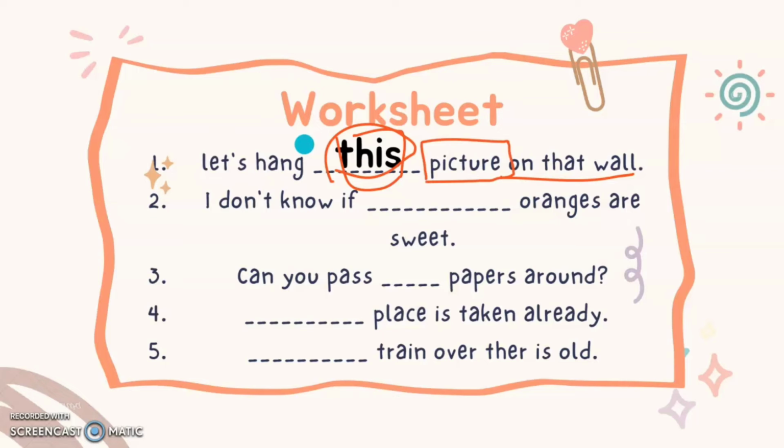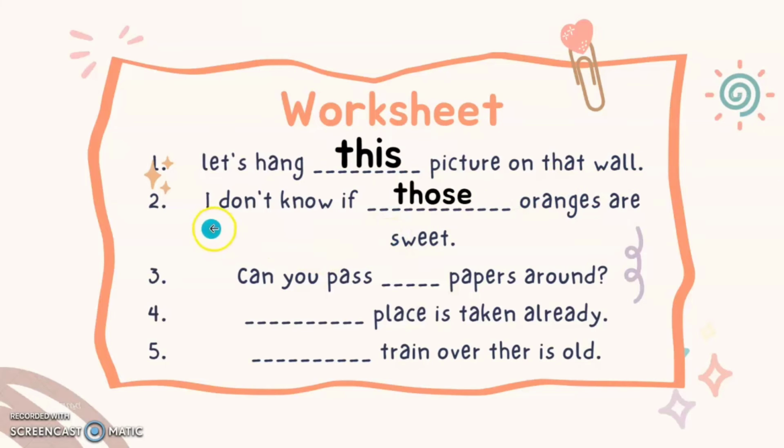For number 2, "I don't know if blank oranges are sweet." Our answer is "those." Why we use "those"? Bakit hindi "this" ang ginamit natin or "that"? First, let's identify our object. Our object here is oranges, meaning it is a plural form. Anong demonstrative ang gagamitin natin kapag plural form? It's either "these" and "those." Meaning, we only have two choices, "these" and "those."